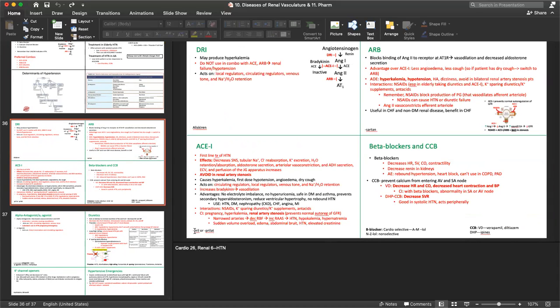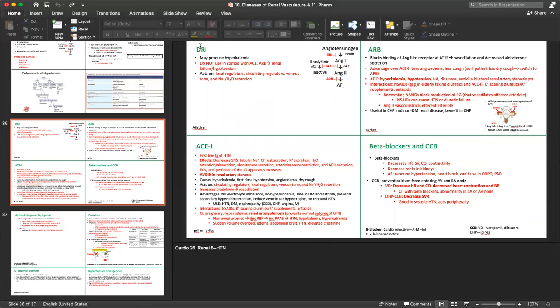Okay, so our direct renin inhibitors. We're looking at this chart. We've got angiotensin going from Ang1 to Ang2 to our AT1. So we've got our DRI, which is opposing renin, ACE inhibitors, which is stopping, of course, ACE, which increases our bradykinin, and then our ARBs prevent Ang2 from going to our AT1.